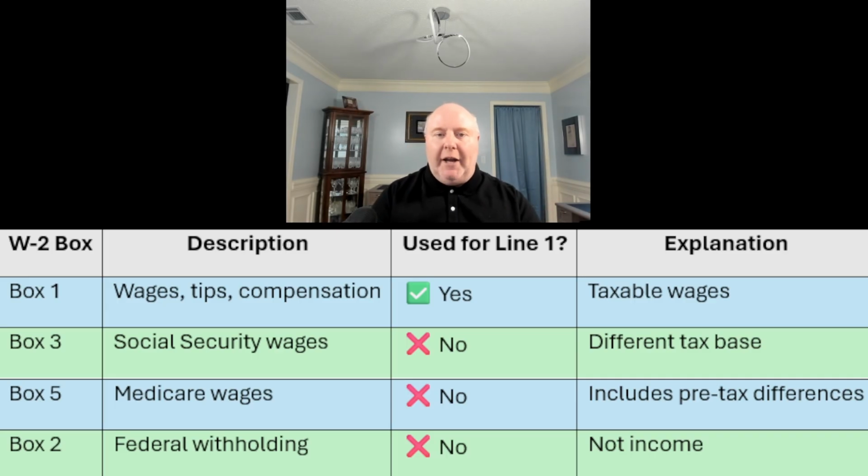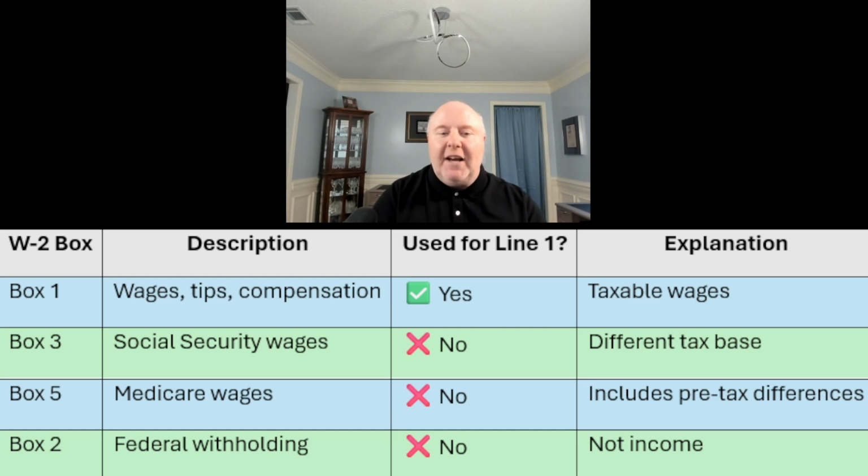Go to box 1. It's always going to be box 1. That includes your wages, tips, and compensation. That's your taxable wages. And certain things have already been excluded from it, right? So your before tax contributions and those types of things, that's already been taken care of. So that's already reduced it. So that's why you're going to box 1.